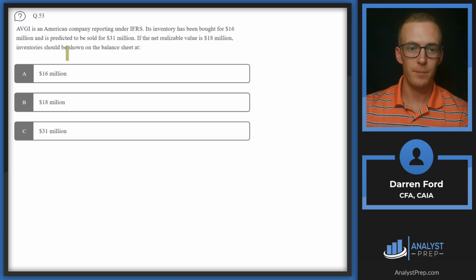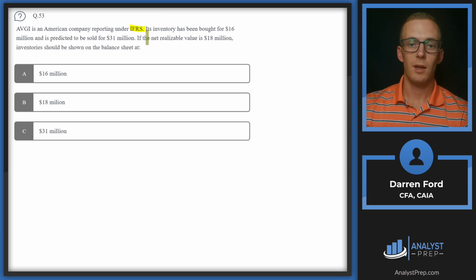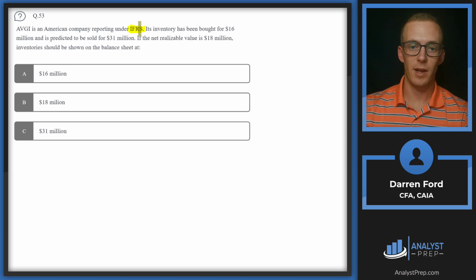Question 53. AVGI is an American company reporting under IFRS. I like that. Its inventory has been bought for $16 million and is predicted to be sold for $31 million. If the net realizable value is $18 million, inventories should be shown on the balance sheet at. So, highlighted IFRS because that's normally going to be important whether we're distinguishing between IFRS and GAAP.